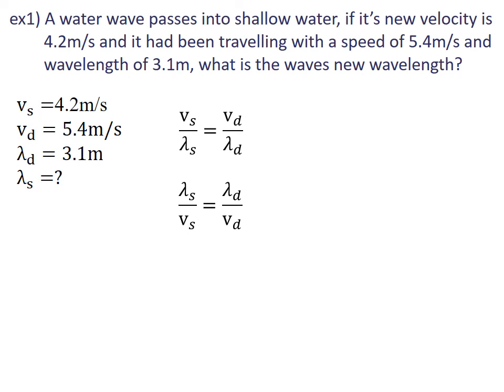Now that I've taken the reciprocal of both sides, lambda s is in the numerator. I need to get velocity shallow away from lambda s, so I'm going to multiply both sides by Vs. When I do that, the Vs's on the left-hand side will factor out, and now I have lambda s by itself. So now I'll rewrite my formula. Wavelength in shallow equals wavelength in deep multiplied by velocity in shallow divided by the velocity in the deep water. Now I can substitute my numbers in for my variable list.